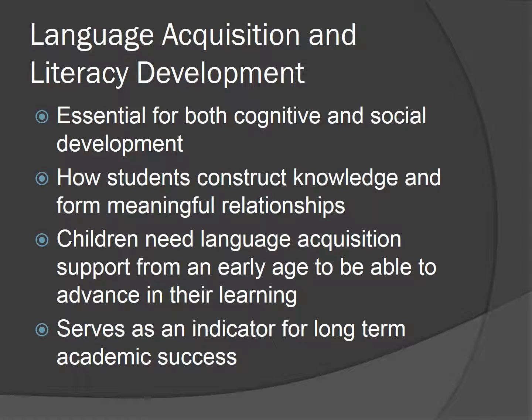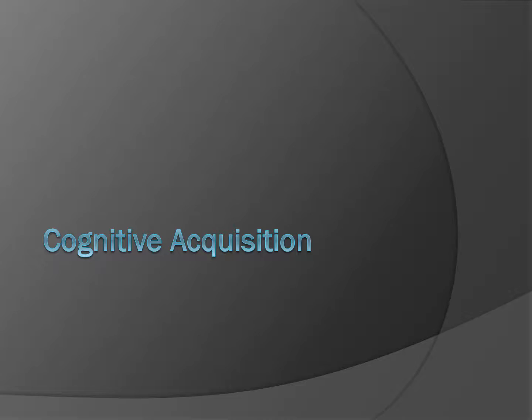So, how does language acquisition relate to literacy development? It's essential for both cognitive and social development. It's basically how students construct knowledge and how they're able to form meaningful relationships. This goes back to oral language and the ability to communicate. Children need language acquisition support from an early age to be able to advance their learning. It's so important that they're exposed to it, that they're talked to a lot. And it serves as an indicator for long term academic success.